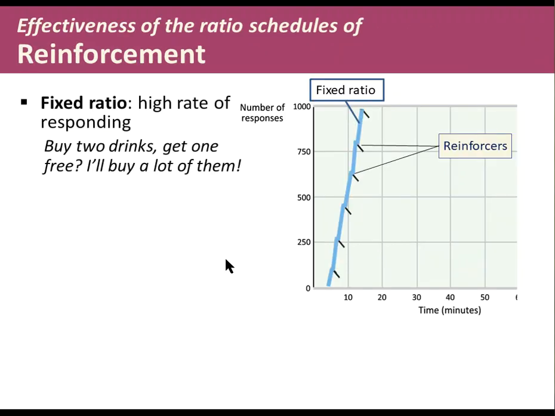Now let's look at the fixed ratio. A high rate of responding. Buy 2 drinks, get 1 free. I'll buy a lot of them. So you know what to expect here. The hash marks again represent the reinforcement. It's a very consistent, high rate of responding. It's like the 10th sub. You buy 9 subs, you get the 10th sub free, that type of thing. A fixed ratio. High rate of responding is usually the behavioral pattern that we'll see.